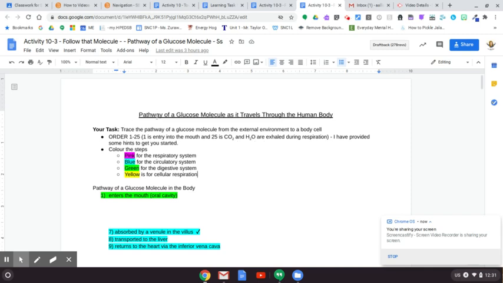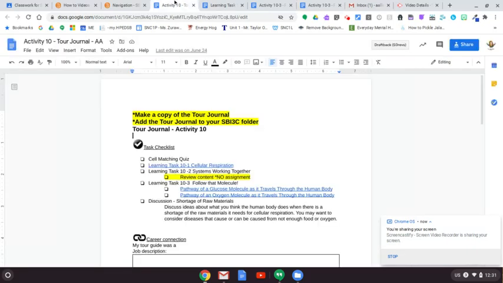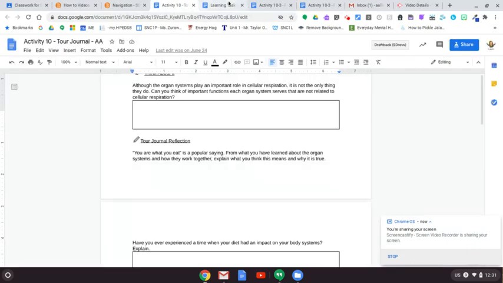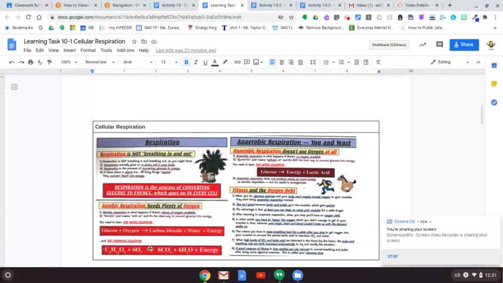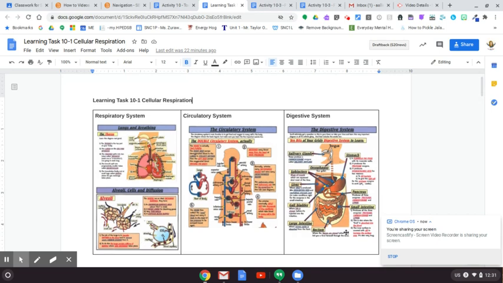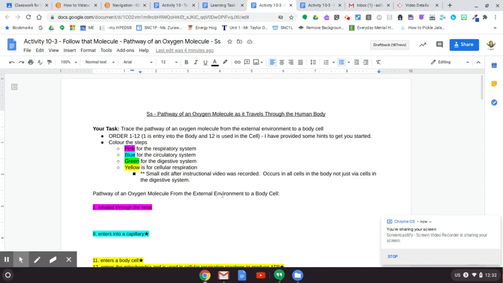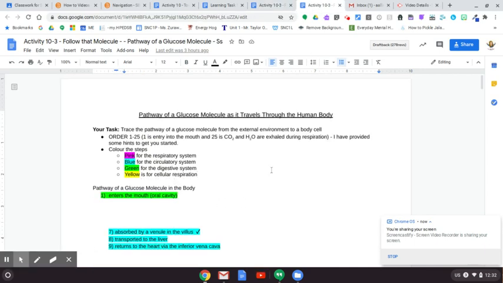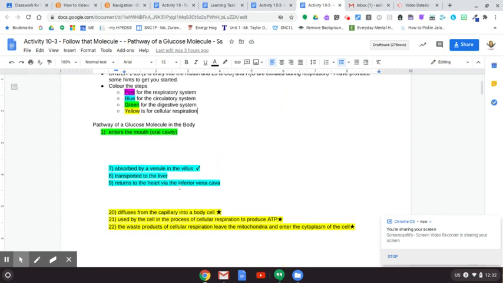So, tracing the pathway of a glucose molecule as it travels through the human body. We're thinking about how we do this process of respiration. We just traced the oxygen molecule into the cell, and now we're going to look at the glucose molecule. Again, we're thinking about how all these systems work together as this molecule moves around the body. I have helped you get started with this one.